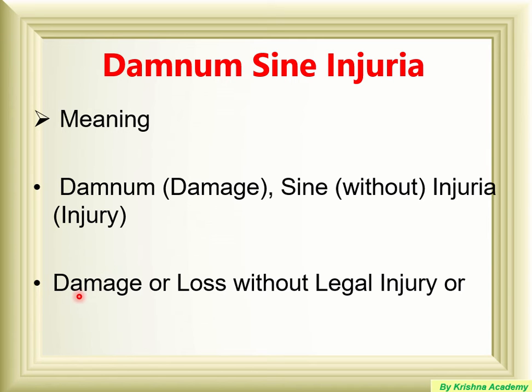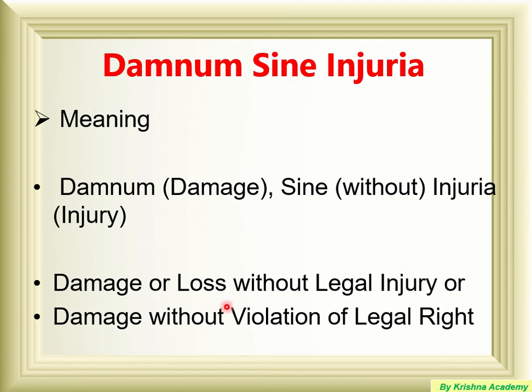Let us understand it more simply: you got damage or loss due to someone, but it did not cause any legal injury to you. What is a legal injury? Legal injury means violation of a legal right. There is no breach of any law. However, you got damage. This is the actual meaning of damnum sine injuria. In all situations where damage or loss has happened, but it is without any violation of a legal right, in this situation damnum sine injuria becomes applicable.